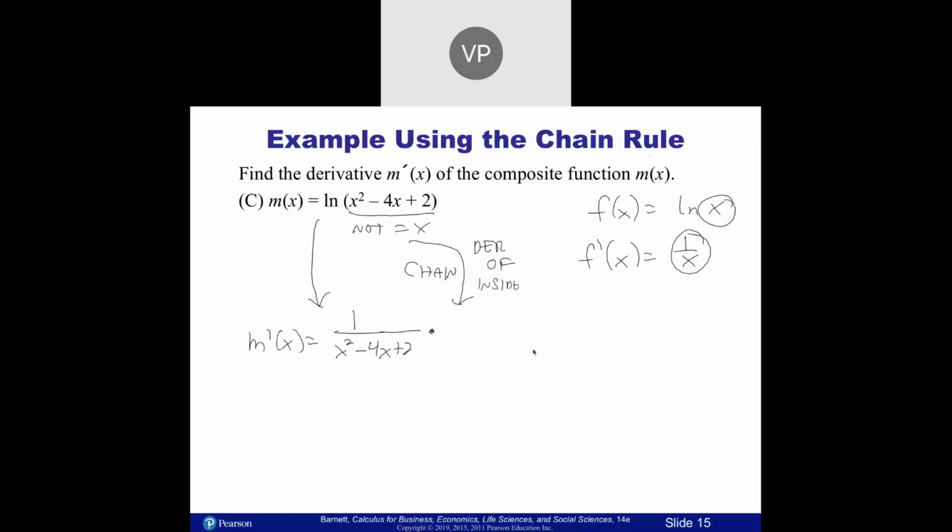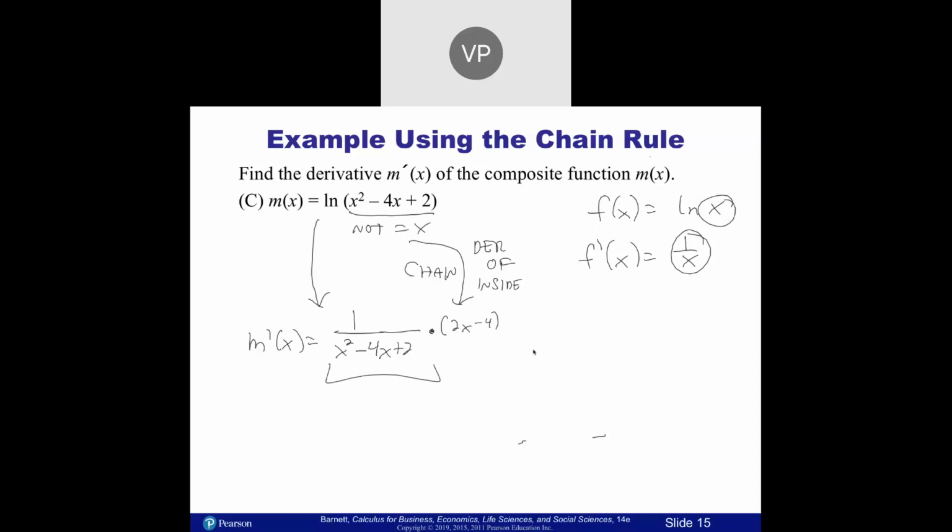So I take the derivative of x squared minus 4x, and I get a 2x minus 4, and that's the chain rule. That's what multiplies there. So the core idea is still the same. We have a natural log of something. Natural log of anything, the derivative is 1 over that something, that item. That's this part. That's the normal part. The other part is going to be the chain rule.